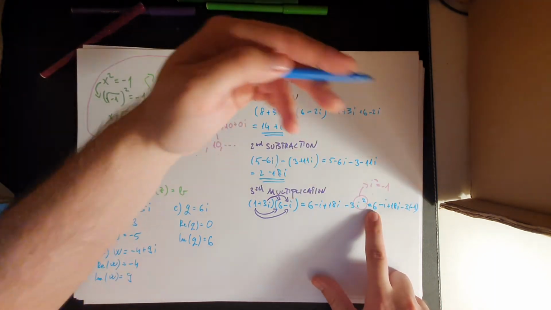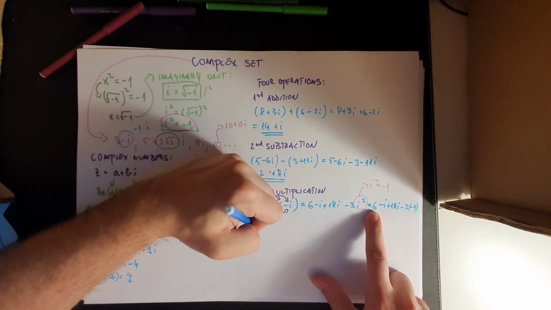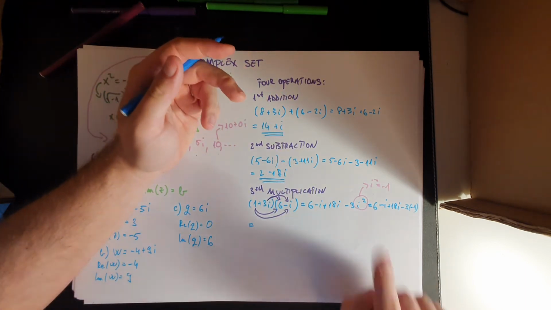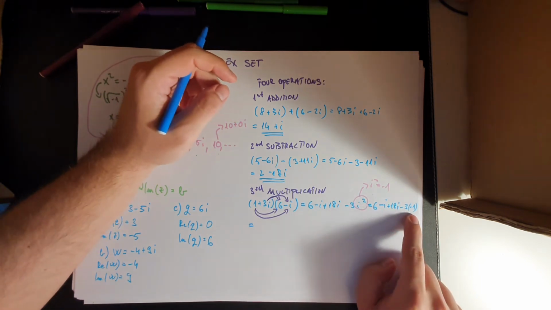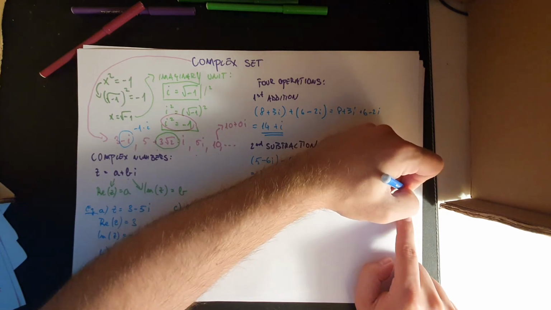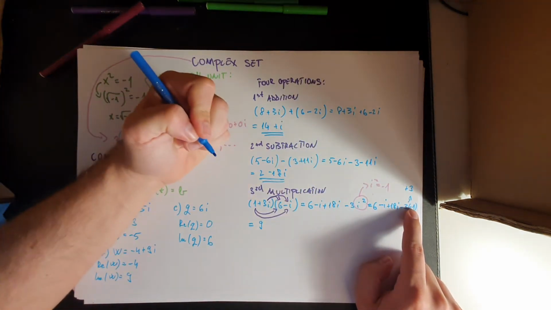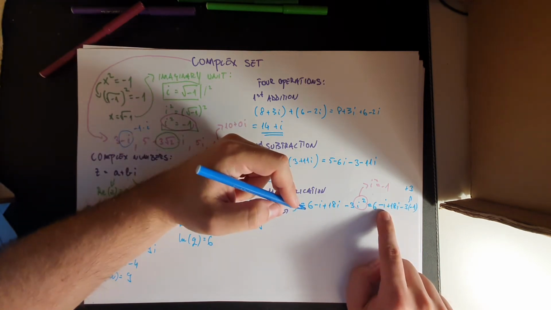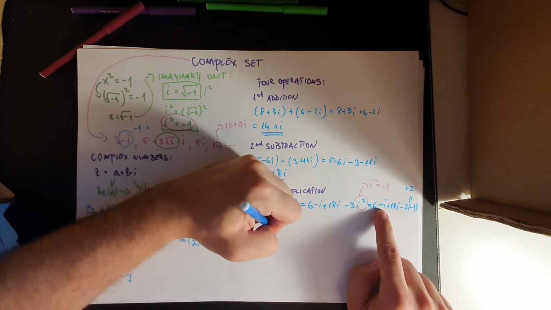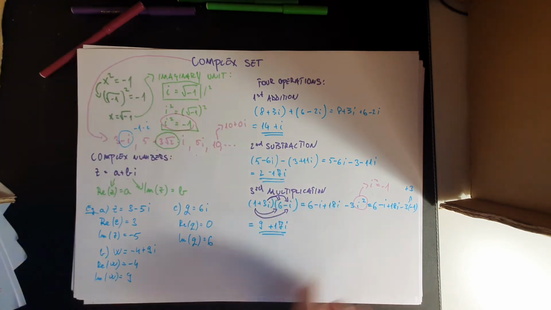Now we can go back to addition or subtraction, whichever we want to do, and add them up or subtract them. So what is real? 6 is real, and minus 3 times minus 1 is real. So minus 3 times minus 1 is going to be plus 3. So 6 plus 3 is going to be 9. Imaginary is going to be minus 1 plus 18, which is plus 17i. And we are done.